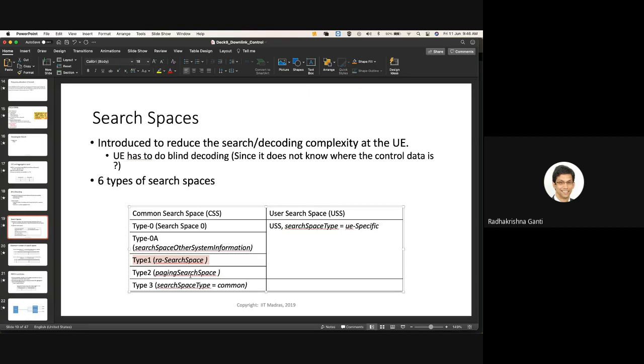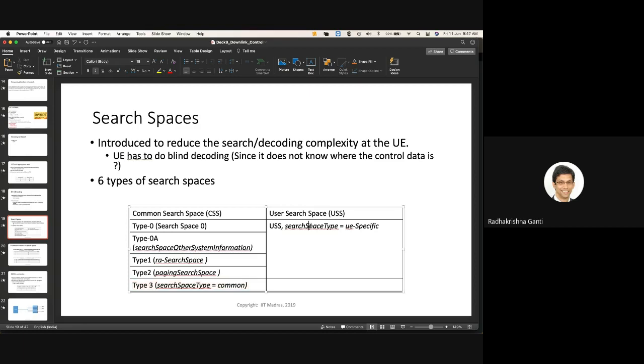Type 2 search space is used for paging. It's a common search space. Essentially paging means it sends broadcast information to all the users, some particular broadcast information. There's another search space called type 3, which is again a common search space. Again UV common signaling, and I'm not very sure what they send in type 3 actually.